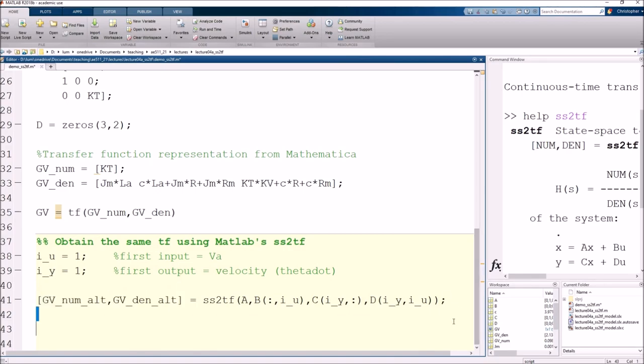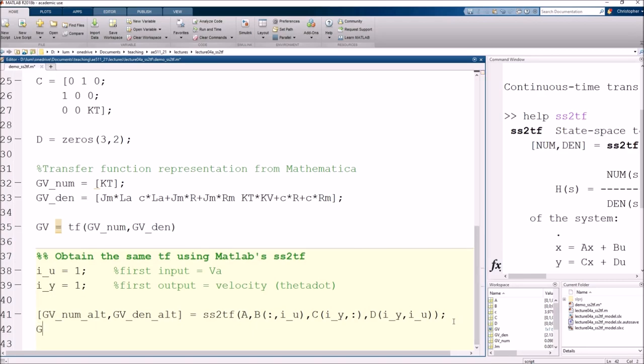And that's great. So what I can now do is say GV alt is TF of this and this. Now, hopefully, theoretically, GV and GV alt are the exact same transfer function, because that is exactly what we're doing. We're looking at the transfer function between the motor's velocity and the armature voltage. The physics is the same, so numerically, this should hopefully work out.